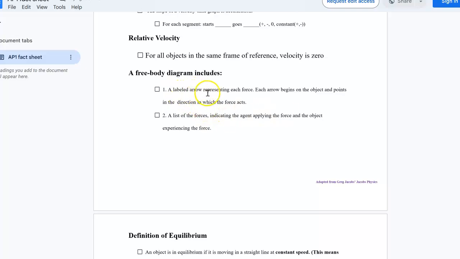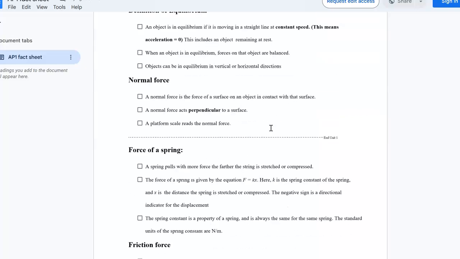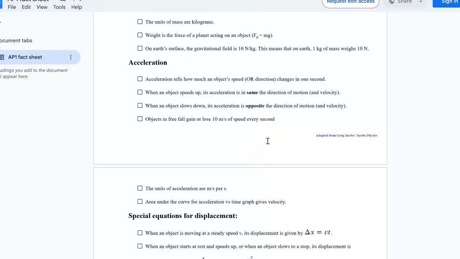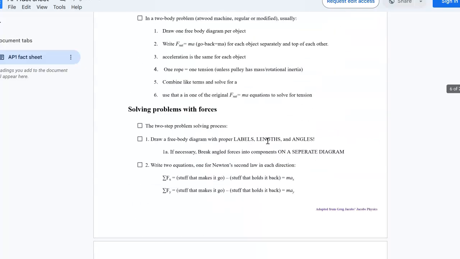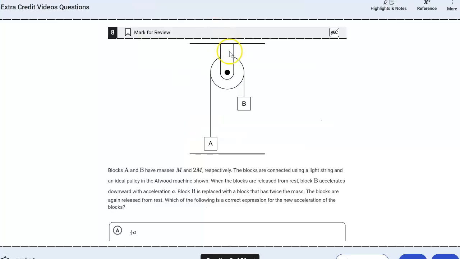Free body diagrams include labeled arrows representing each force and a list of the forces and the agent applying the force. For this question, we also need to know that weight force is equal to mg. And then lastly, we need to follow our two body problem rules. For these, we're going to need to utilize net force equals mass times acceleration, draw one free body diagram per object, and one rope equals one tension. So with these physics facts, we can start our problem and draw our free body diagrams.